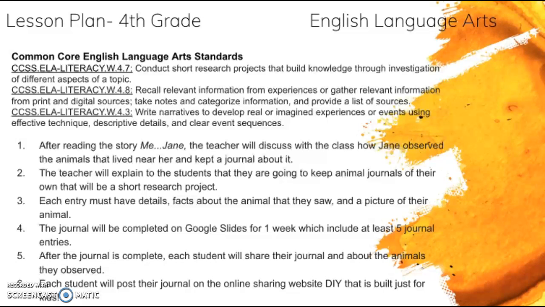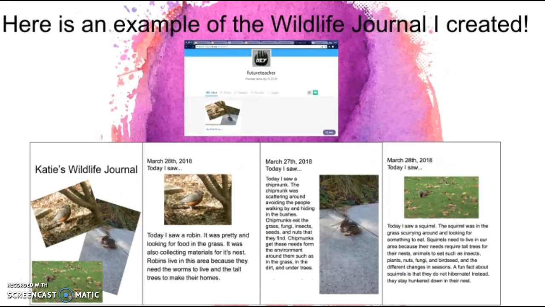Each entry must have details, facts about the animal that they saw, and a picture of their animal. The journal will be completed on Google Slides for 1 week, which include at least 5 journal entries. After the journal is complete, each student will share their journal about the animals they observed. Each student will then post their journal to the online sharing website DIY that was built just for kids to share with the world. Here is an example of a Google Slides journal that the students would do.